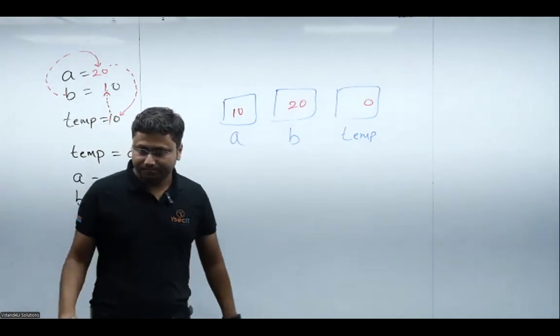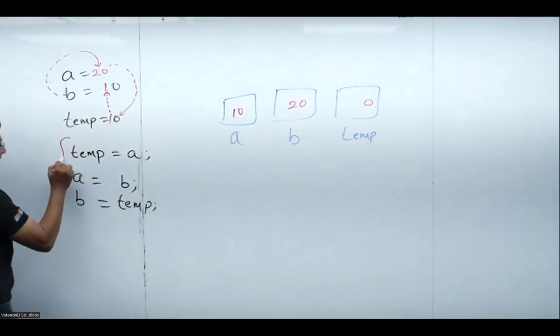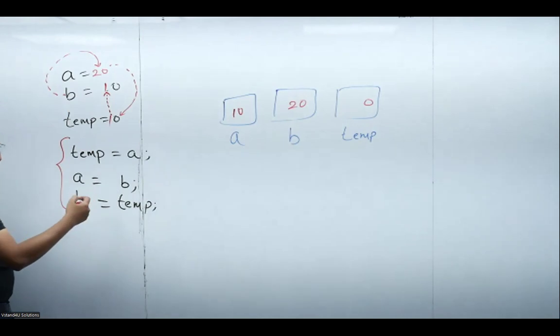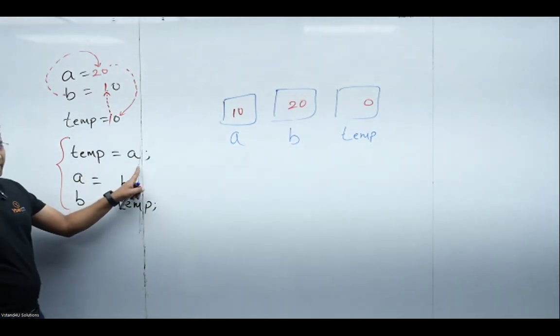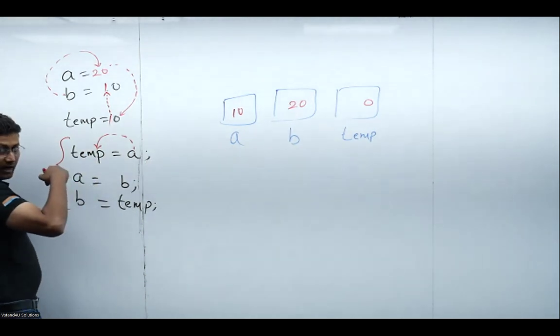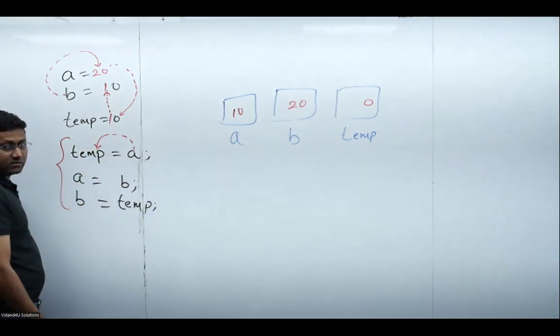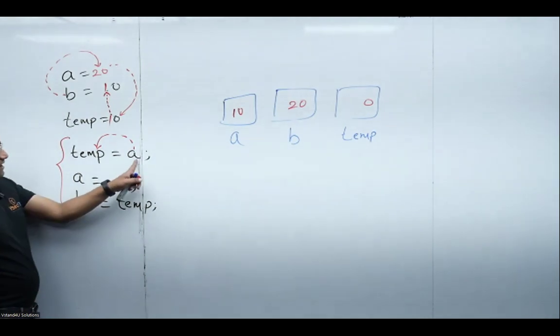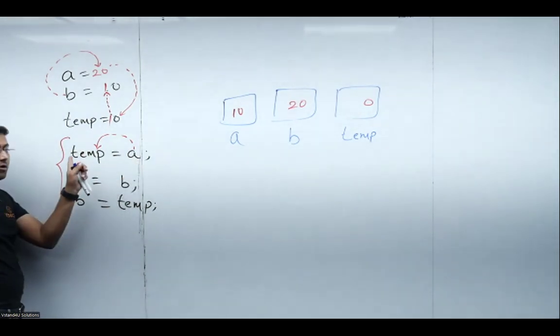Am I clear? Pay attention. These are the three lines. Whatever I explained, same thing is there. First, one of the variable value I'm assigning. Hope you know, RHS to LHS or LHS to RHS.